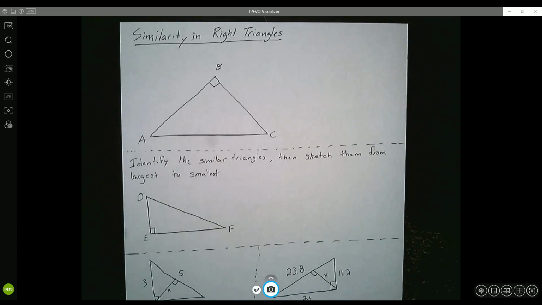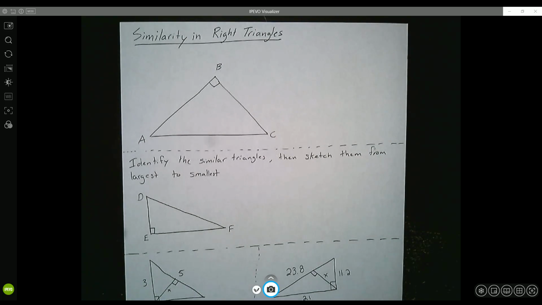Today we're going to start a new subject and talk about similarities in right triangles. Okay? So, with that being said, let's get into it. For similarities in right triangles, we have a theorem. It states that if the altitude is drawn to the hypotenuse of a right triangle, then the two triangles that are formed from the original are similar to each other and the initial triangle.